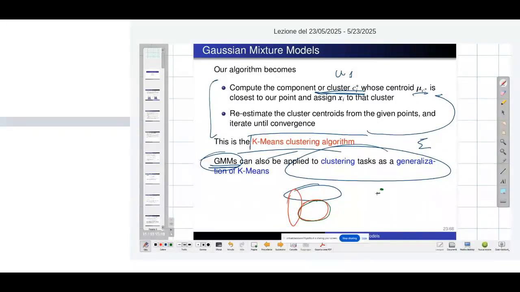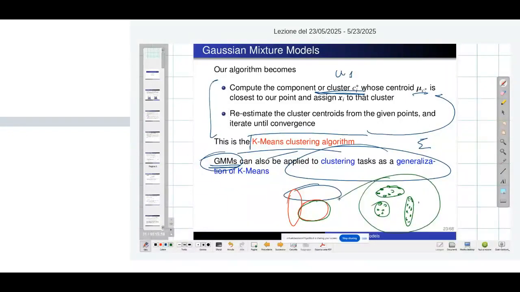So if we have, for example, a data set which looks like this, k-means will have problems figuring out that there is a slice like this, a slice like this, and one like this, because it assumes the covariance matrix of all the components is the same. The GMM may be able to identify these clusters.